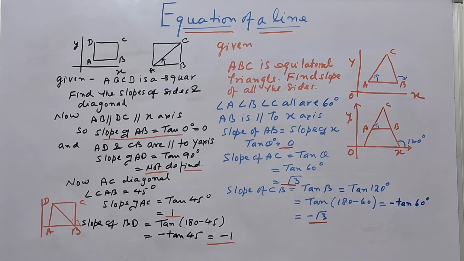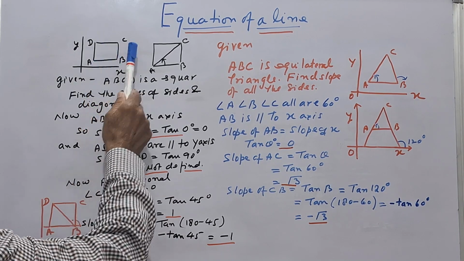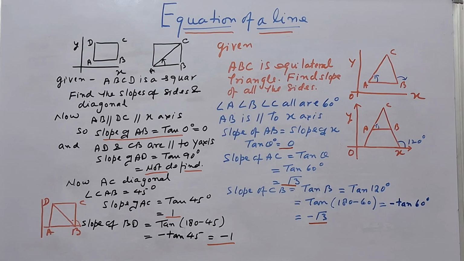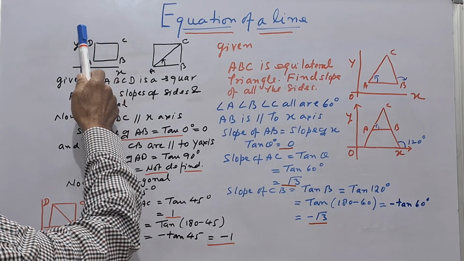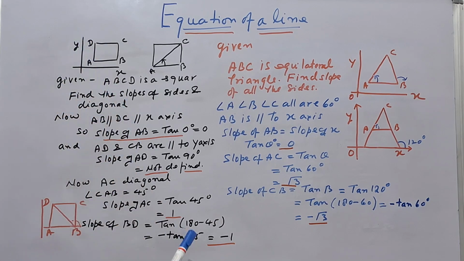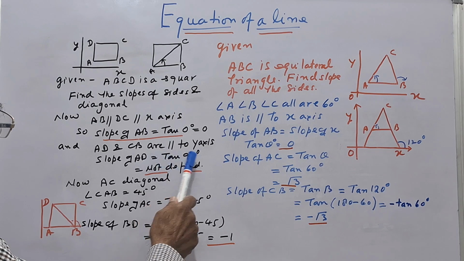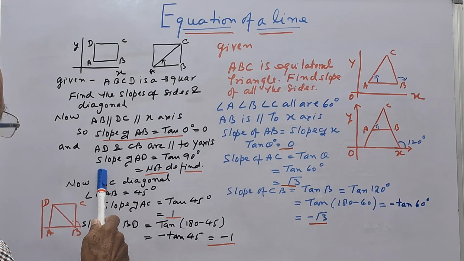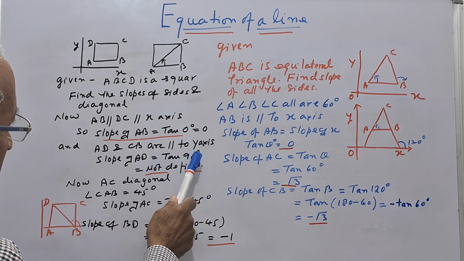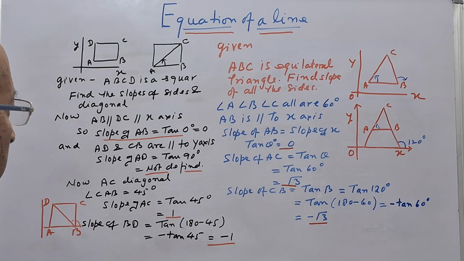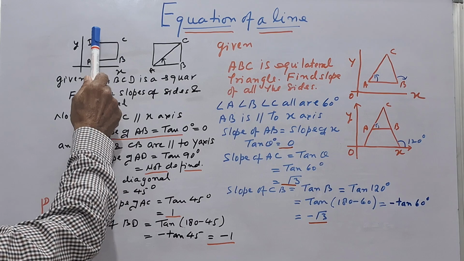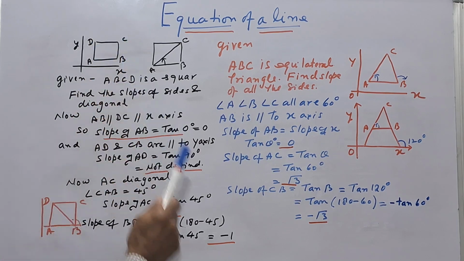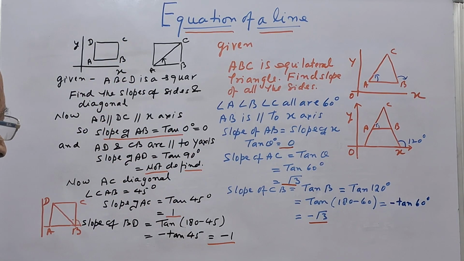But AD and BC are parallel to the y-axis, and we know for lines parallel to the y-axis the angle is 90 degrees. So the slope of AD is tan 90 degrees, and tan 90 degrees is not defined. So we say the slope of AD and BC is not defined.